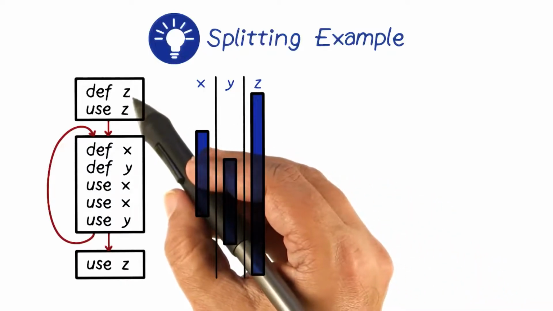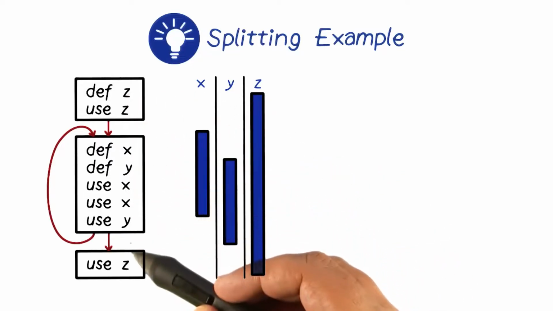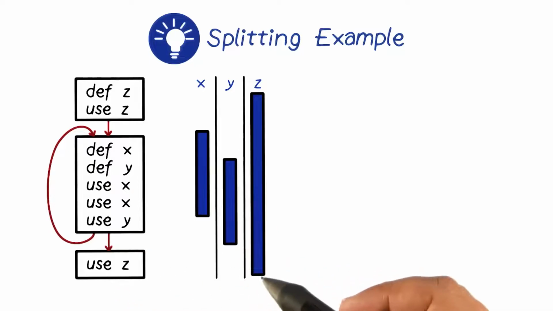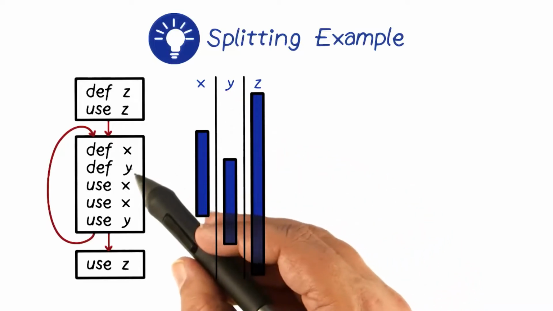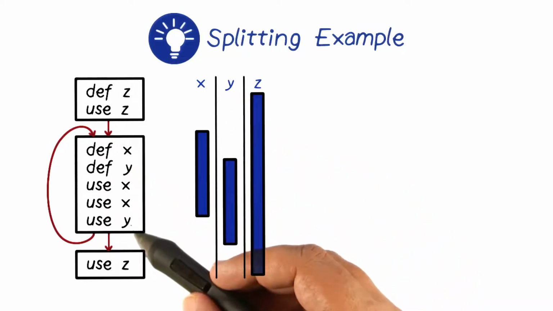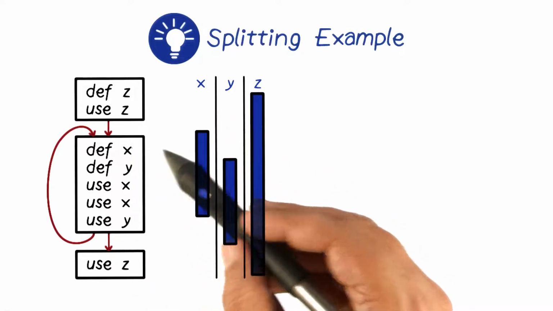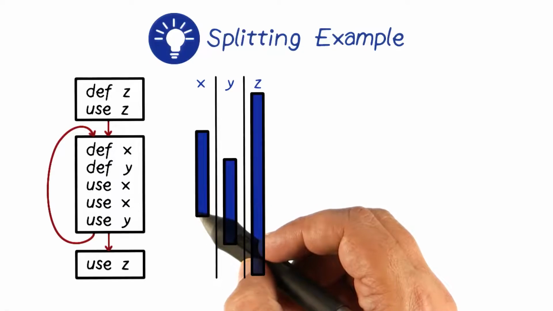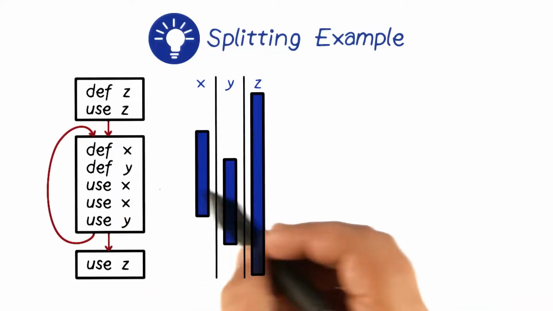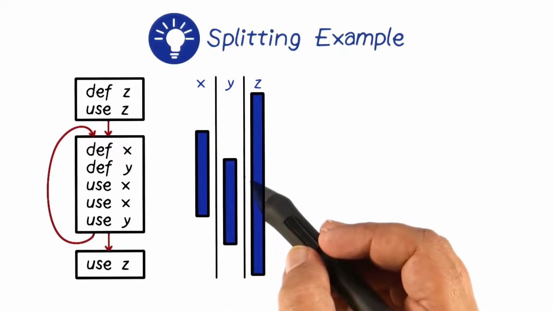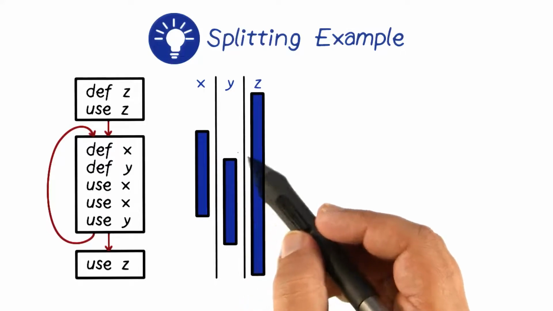The first live range or the web starts with the definition of Z, extends through the use of Z, and extends all the way through the loop and ends at the use of Z here. The second web, which is on Y, starts over here at the definition of Y and ends at the last use of Y, which is over here. And the third one, which starts at the definition of X, ends at the last use of X over here. So you can see that these 3 webs are clearly interfering inside the loops. However, they are not interfering at every point of the program, and so we can take advantage of that.